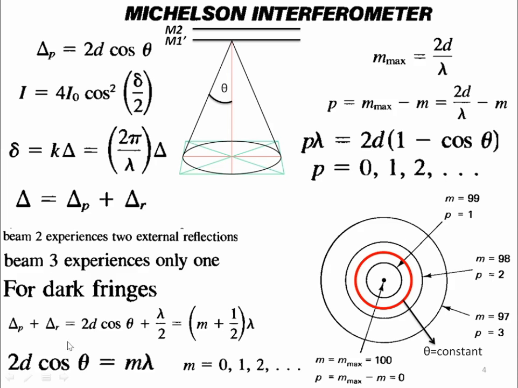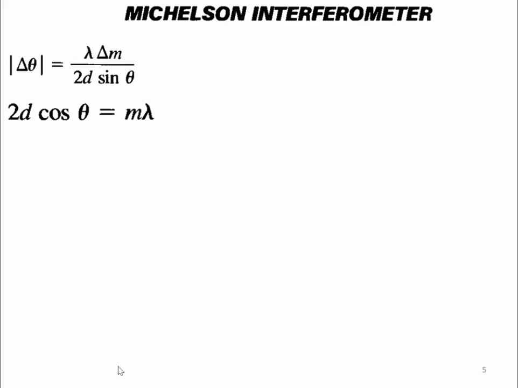I just have done nothing here but differentiated this equation. Here we have taken d to this side, then differentiated this. This means sine theta delta theta is equal to lambda, and 2d are constant, so this is just delta m. So there is just a rearrangement.